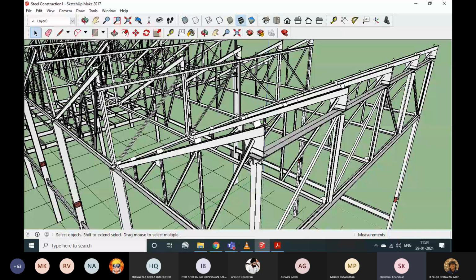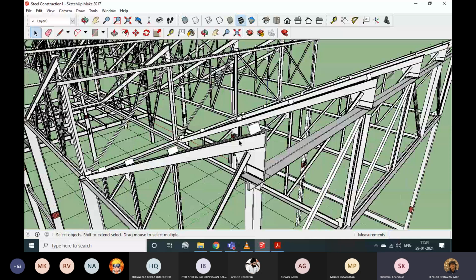The top member that slopes down. What is it called? Rafter. It's called a principal rafter. In this case, principal rafter, right? So now what happens above the principal rafter? Purlins.